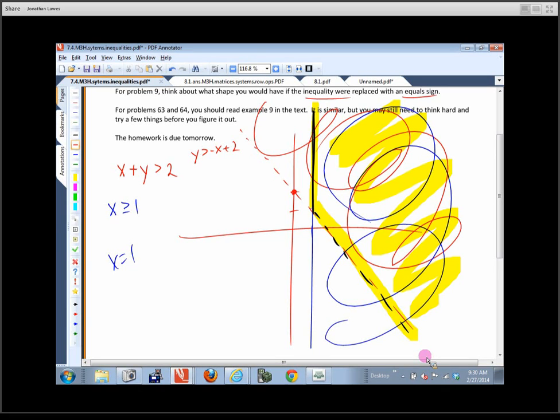Again, you can tell where you're going to shade by the greater than or less than. If it's a y, the question is up or down. If it's an x, the question is right or left. You can put your pencil on the line and then go either up or down, right or left, depending on which variable you're using. Okay?